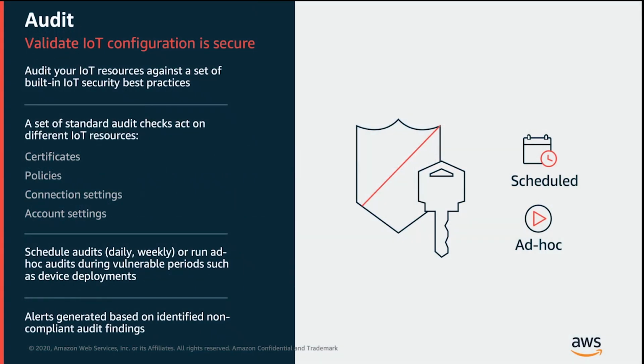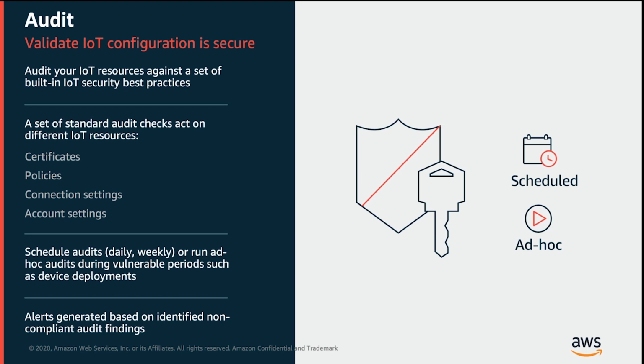AWS IoT Device Defender can audit and monitor IoT devices on an ongoing basis, helping you to keep your fleet secure. The audit module continuously audits the IoT resources associated with your devices to make sure that they are not deviating from security best practices. There are different audit checks that you can select to evaluate resources such as certificates, policies, connection settings, and account settings. For example, one best practice is not to share certificates across devices. And if someone does this, audit will flag them.